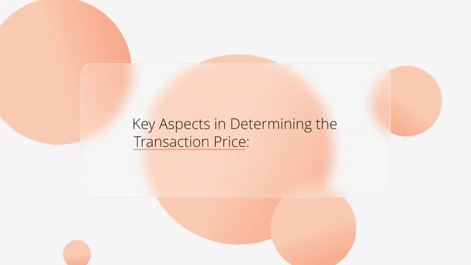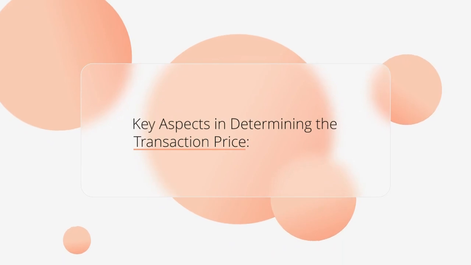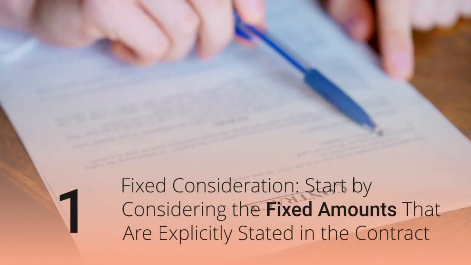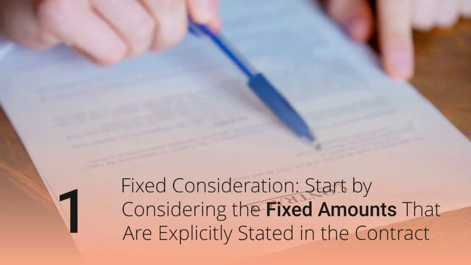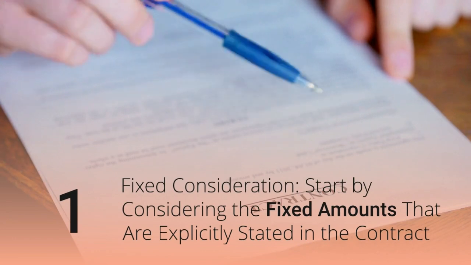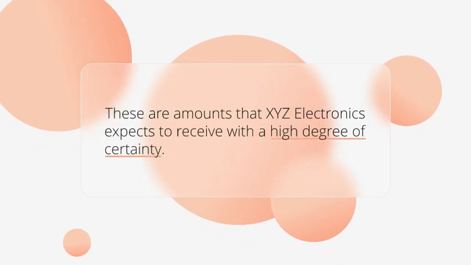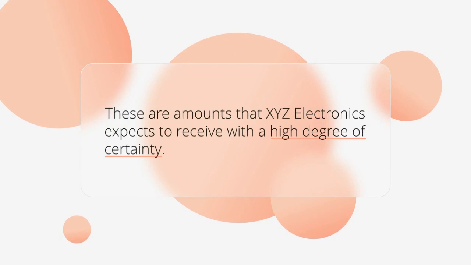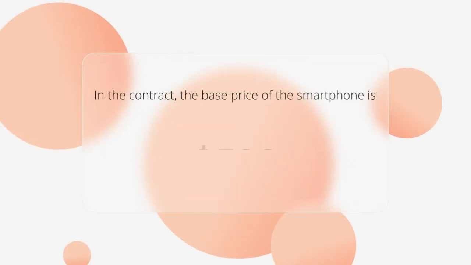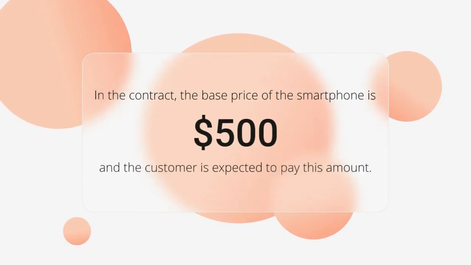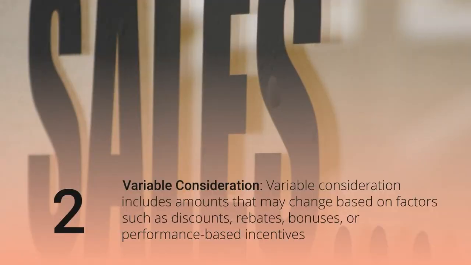Key aspects in determining the transaction price. Number 1. Fixed consideration. You start by considering the fixed amounts that are explicitly stated in the contract. These are amounts that XYZ Electronics expects to receive with a high degree of certainty. In the contract, the base price of the smartphone is $500 and the customer is expected to pay this amount.